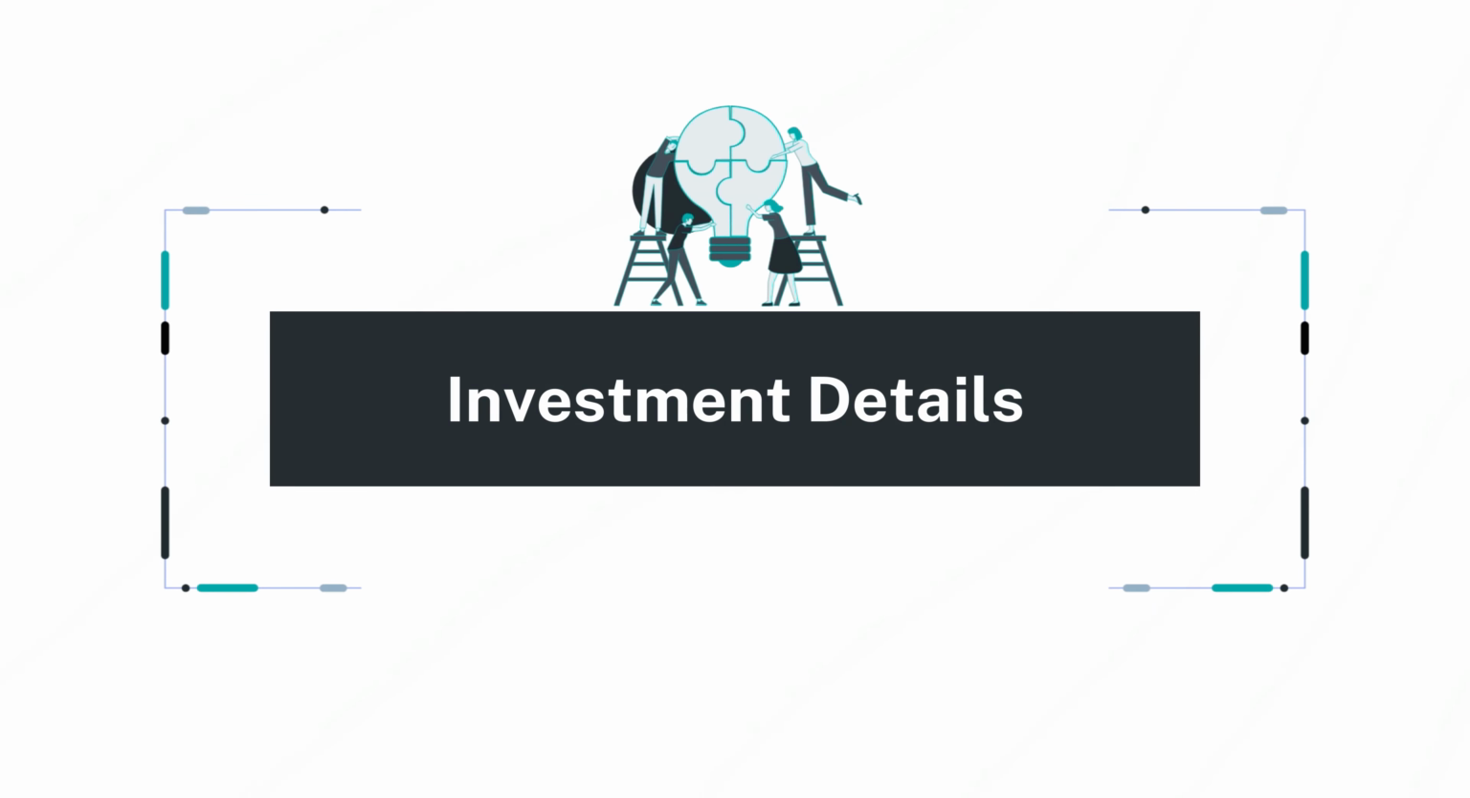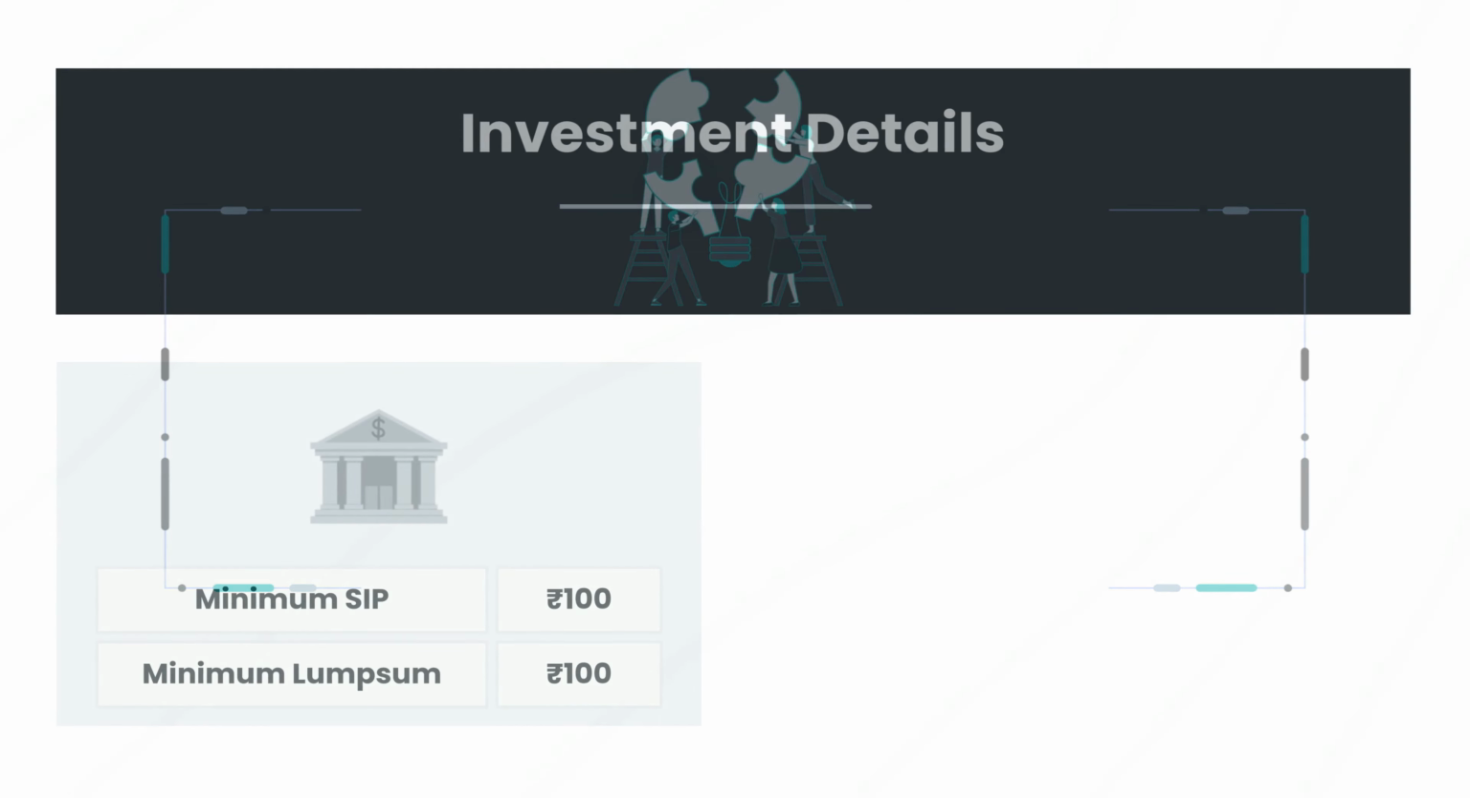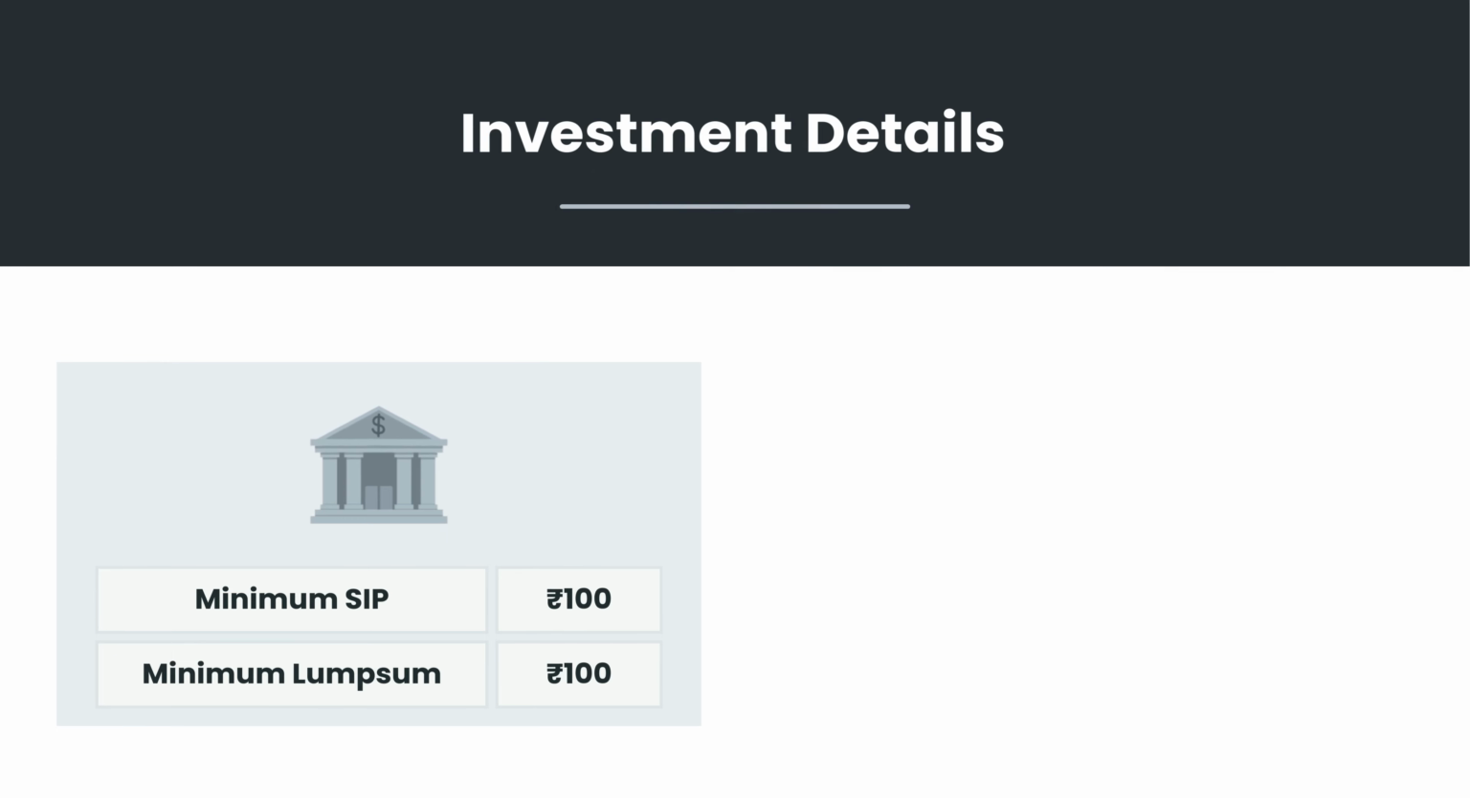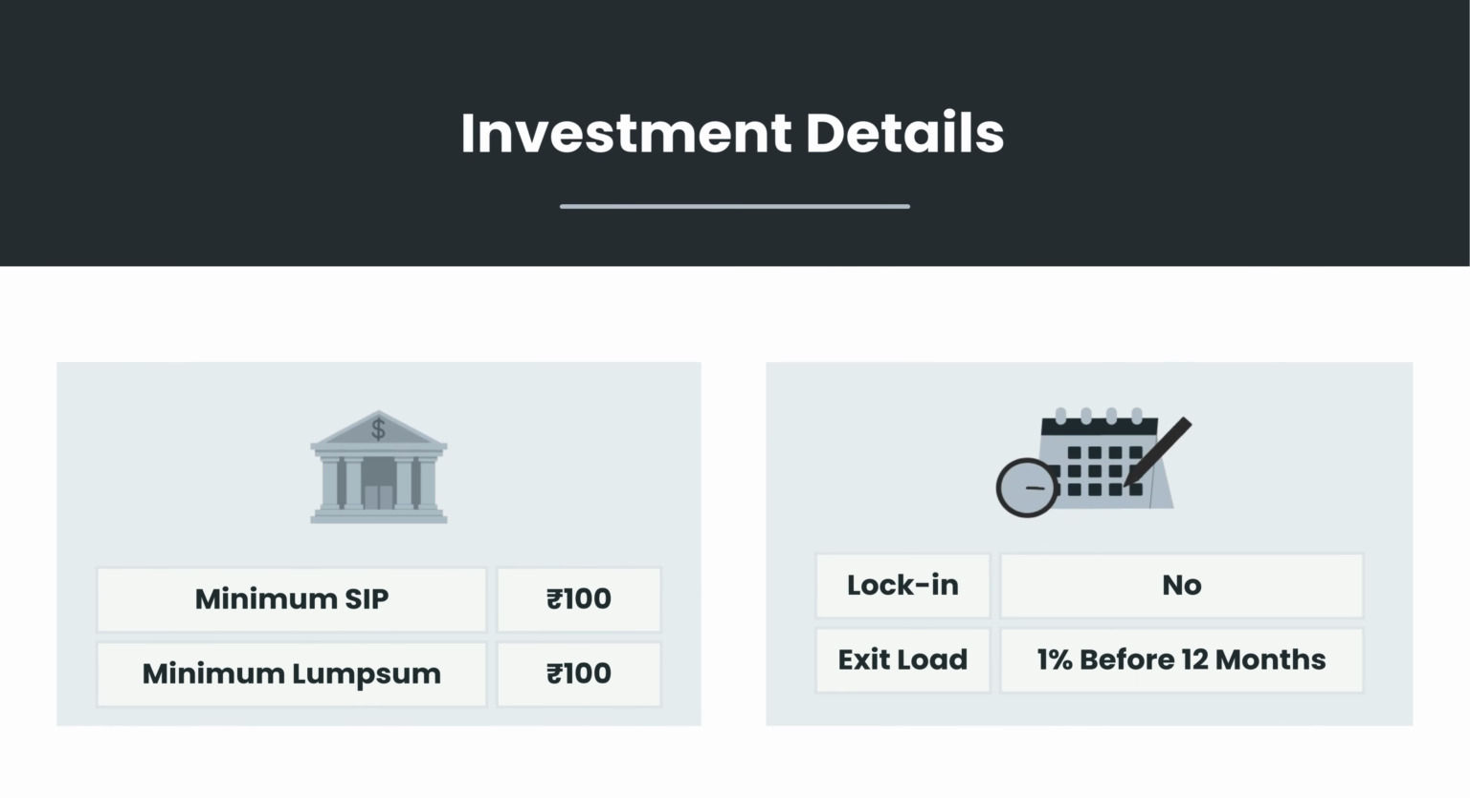Now, let's take a look at the investment details of the fund. The DSP Multicap Fund is a multi-cap mutual fund scheme with a minimum investment amount of 100 rupees for both lump sum and SIP investments. There is no lock-in period for this fund, but an exit load of 1% is payable if units are redeemed or switched out before completing 12 months.